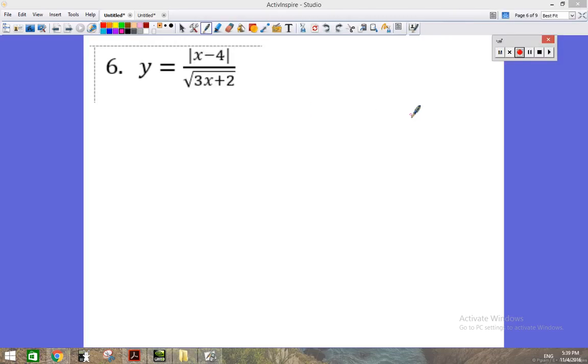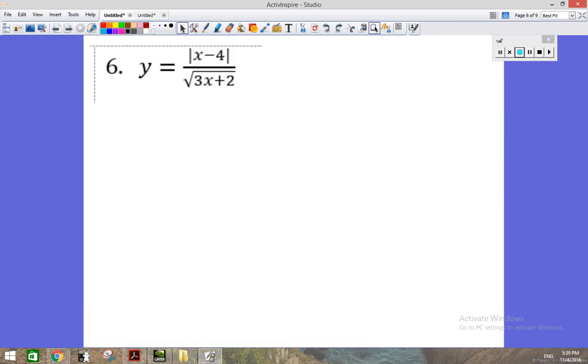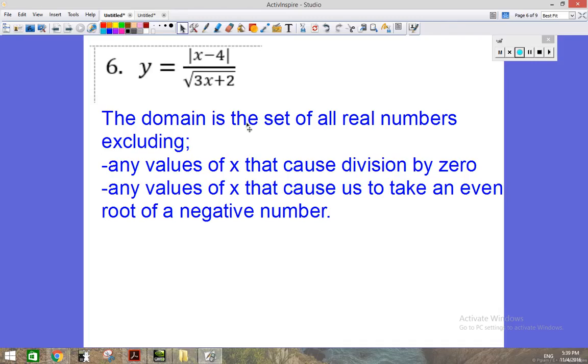Let's take a look at problem number 6. We're trying to find the domain of this relation. Well, we know that the domain is the set of all real numbers, excluding any values that cause division by 0, or excluding any values that cause us to take the square root or even root of a negative number. Well, I have both here.